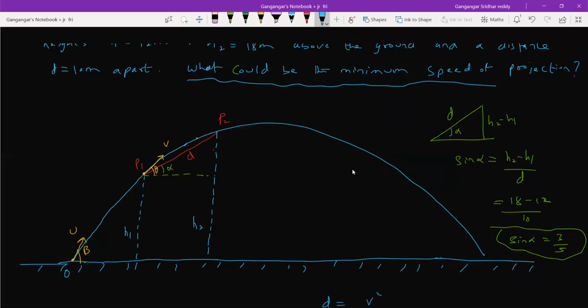When you draw a trajectory, what is the maximum separation between two points on a trajectory? That should be equal to the distance, no? The displacement. So when the projectile moves from P1 to P2, the distance d will become like a maximum range when it is having a velocity v.